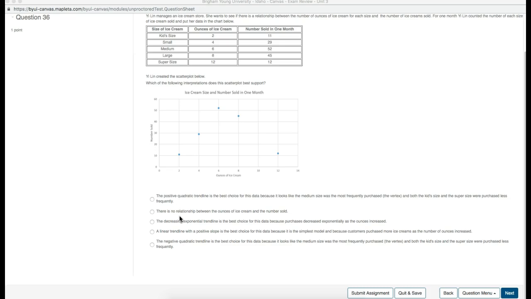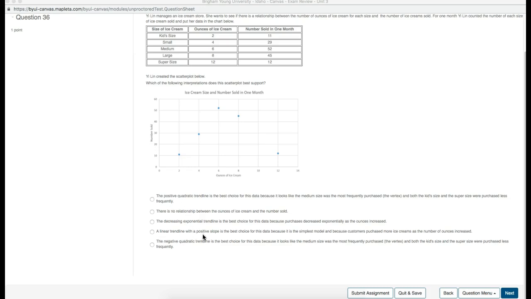There is no relationship between the ounces of ice cream and the number sold. I actually do see a trend, and I see the trend following this curve right here. So I'm going to try the next one. The decreasing exponential trend line is the best choice for this data because purchases decrease exponentially as the ounces increase. So as my ounces increase, do I have a dramatic decrease here? And I don't. I have a nice curve here. It doesn't get increasingly small as it increases. So let's try the next one.